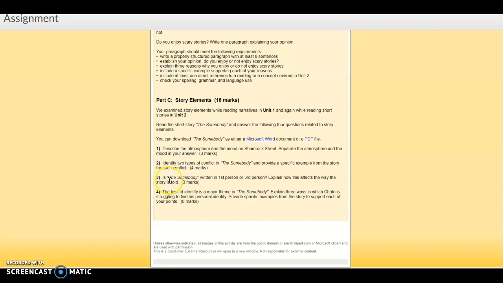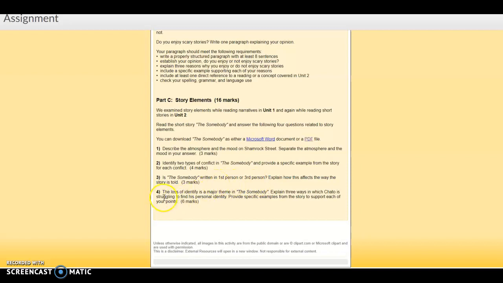And then question number 3 says, is The Somebody written in first or third person, and explain how this affects the way the story is told. The first part of this question, is it written in first or third person, is the easier part, and maybe the less important part, really, because what I'm really looking for is, can you explain how the point of view affects the way the story is told? So once you've identified whether it's first or third person, keep in mind you still have to explain how this affects how the story has been told.